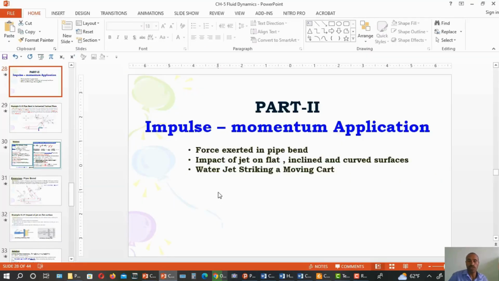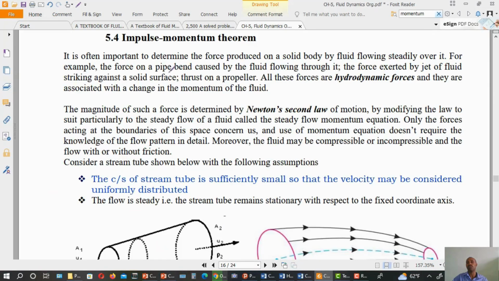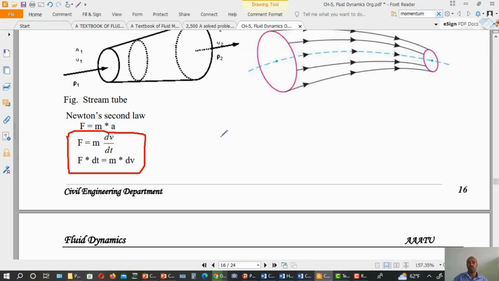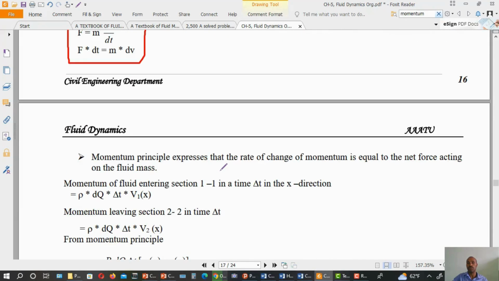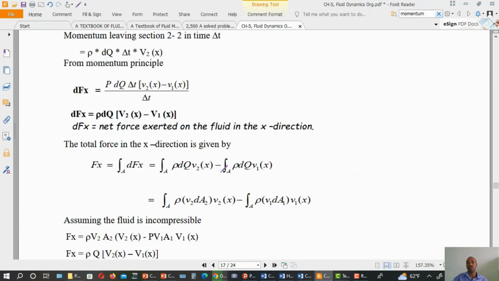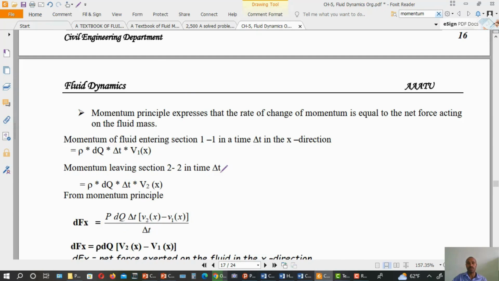Dear students, now let's go to part 2, impulse momentum application examples. Before I go through these topics, I shall speak a few points on the impulse momentum theorem. So you have this handout at hand. Please read this material before you go to problems. There are many problem examples.